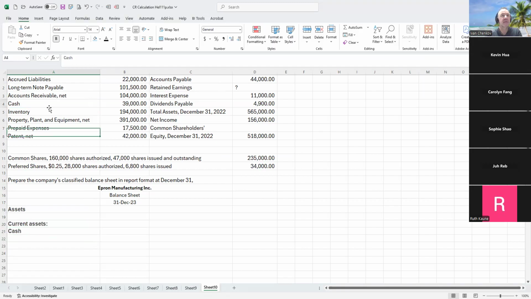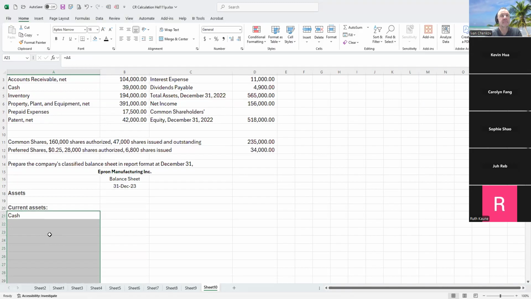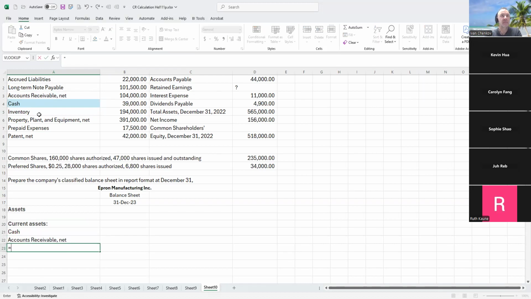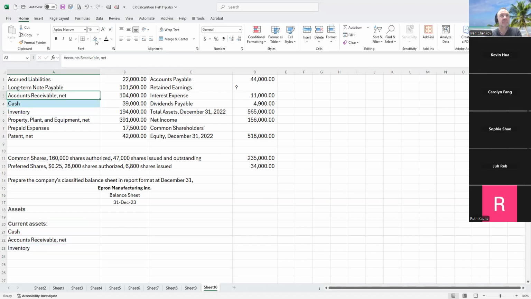We get the cash, right? Next one. Cash gone. Next one. Inventory. Which one is faster, accounts receivable or inventory? Accounts receivable. Let's get the accounts receivable. Then will be inventory. So what else do we have? Do we have anything else left for the current assets?